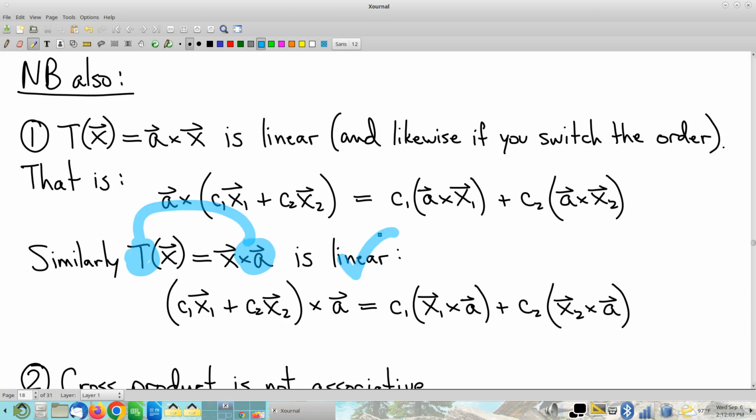And again, nice exercise. Think it through. The notation's a little bit less convenient here, but it's a morally equivalent fact you can prove.